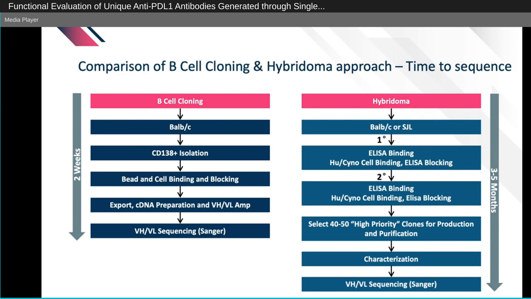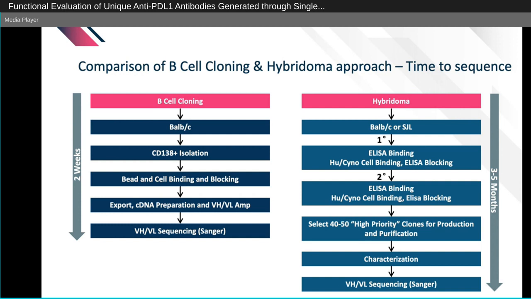So comparing the B cell cloning workflow to the standard hybridoma workflow, the amount of time that it takes to get the sequences, not including the time needed for the animal immunizations, is shown here. For B cell cloning, once we have the purified B cells, we were able to load on Beacon and export the B cells that have the desired properties and then initiate the sequencing within 2 to 4 weeks total.